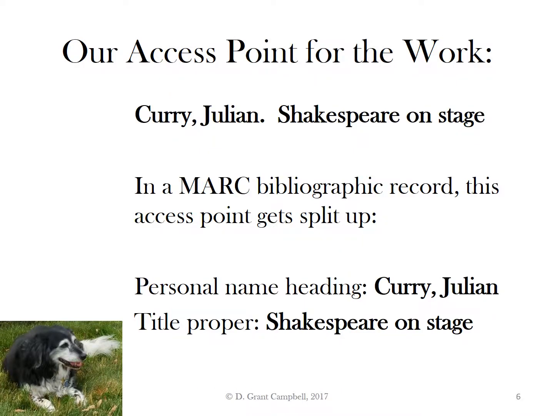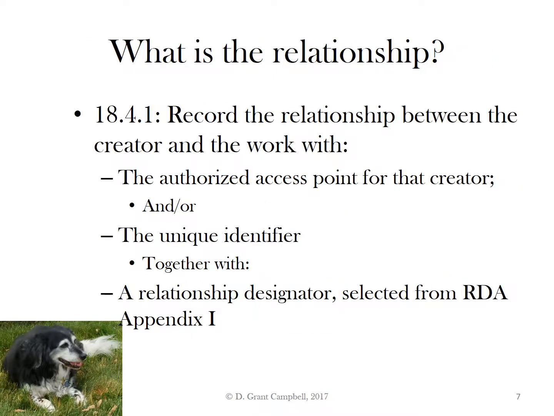So our access point for the work is Curry, Julian, Shakespeare on Stage. Now, in a MARC record, we have to remember that this access point gets split up into a personal name heading, Curry, Julian, and a title proper, Shakespeare on Stage. These two elements don't appear combined together in the bibliographic record the way we see it at the top of this slide.